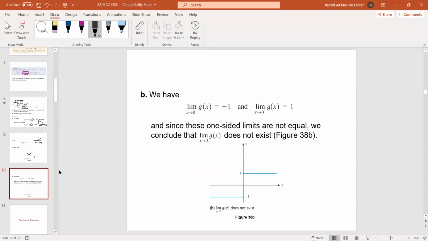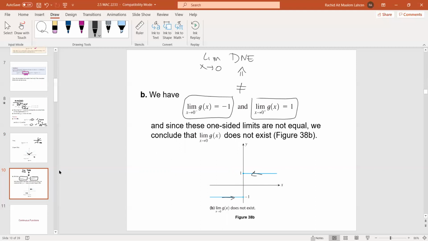Here is an example for does not exist. A similar example we did in 2.4. From the left it is -1, and from the right it is 1. They are different, so the limit does not exist as x approaches 0.